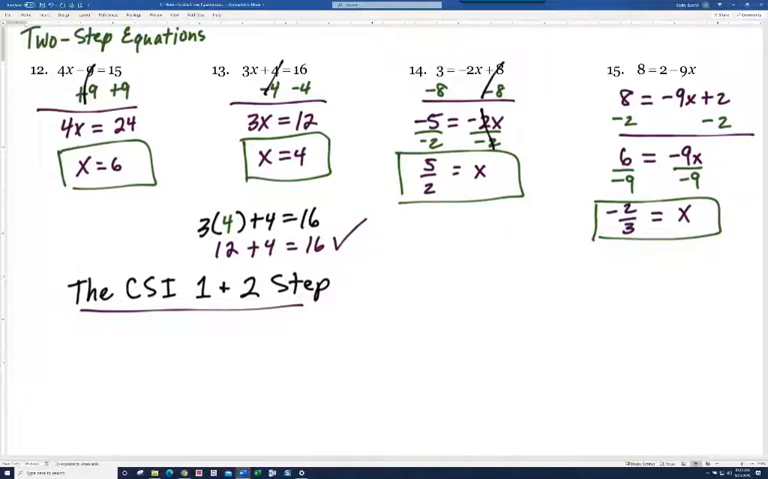And so CSI is an acronym. So I'm going to go ahead and write CSI. And I'll go ahead and write down what each of these stand for. Now, some of you might think this CSI means crime scene investigation. Well, that is not the case. First of all, C stands for clear fractions. So that's the first thing we're going to want to do when we solve an equation.